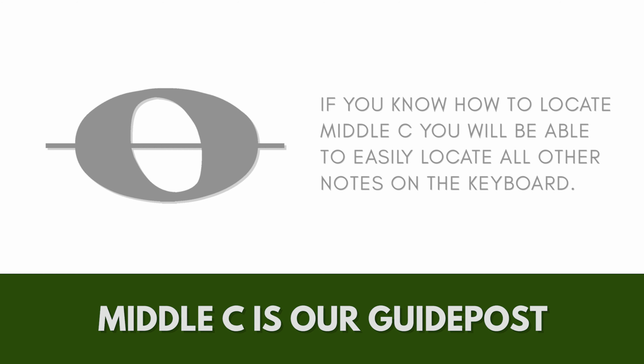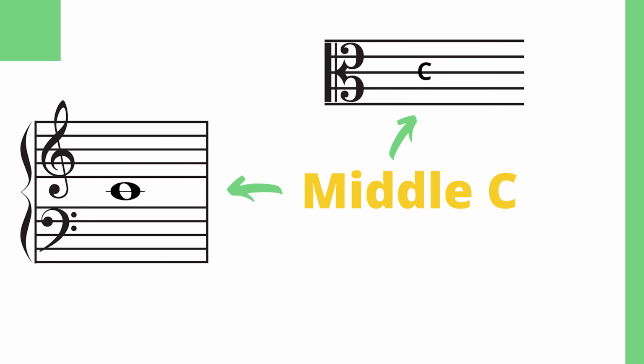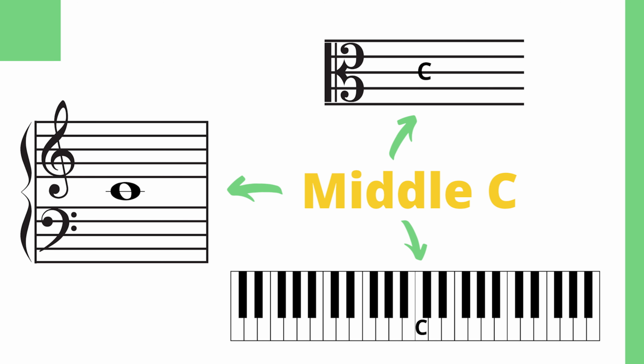Why is this note called middle C anyway? Middle C is the note which connects our grand staff, which is the treble clef and the bass clef. Middle C is also the middle line of the alto clef. And of course, it is the key which is in the middle of our keyboard.